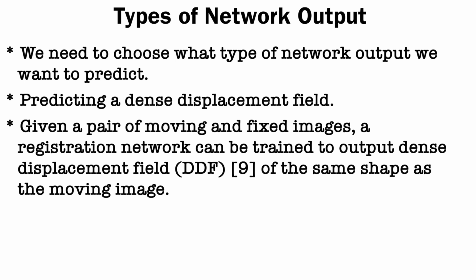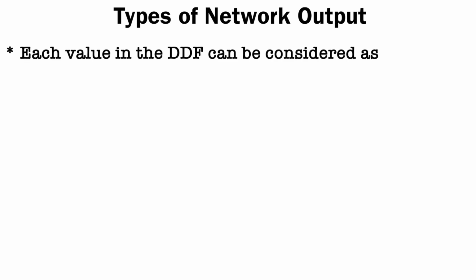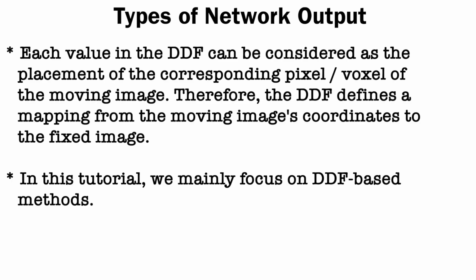Predicting a dense displacement field. Given a pair of moving and fixed images, a registration network can be trained to output a dense displacement field, that is DDF, of the same shape as the moving image. Each value in the DDF can be considered as the displacement of the corresponding pixel or voxel of the moving image. Therefore, the DDF defines a mapping from the moving image coordinates to the fixed image. In this course, we mainly focus on the DDF-based method.